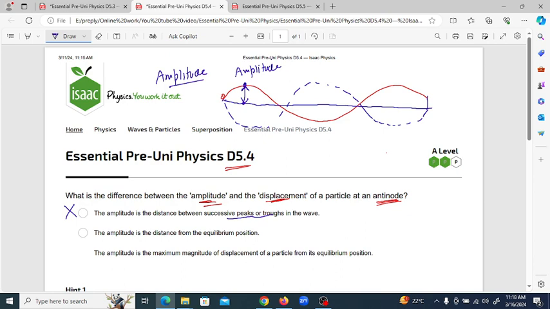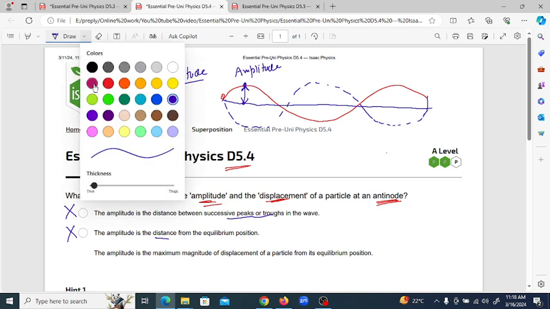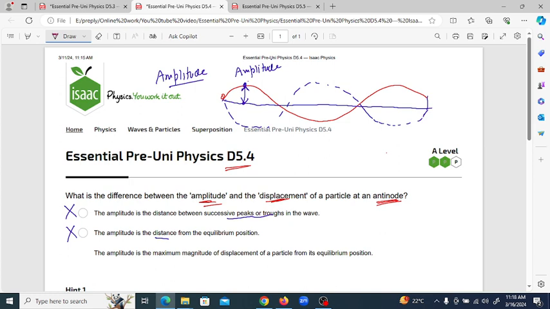Number two, amplitude is the distance from the equilibrium position. So distance is not the amplitude, because amplitude is the maximum distance. For example, in our case we can see that different points are moving up, and this is the displacement from the mean position to the central point, any midpoint. So this displacement is not the amplitude. Amplitude is the maximum distance from the mean to the extreme position. So the correct option is that amplitude is the maximum magnitude of displacement from the equilibrium position. So the last option is the correct one.